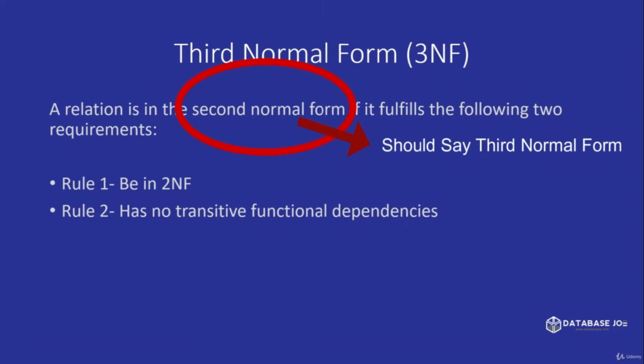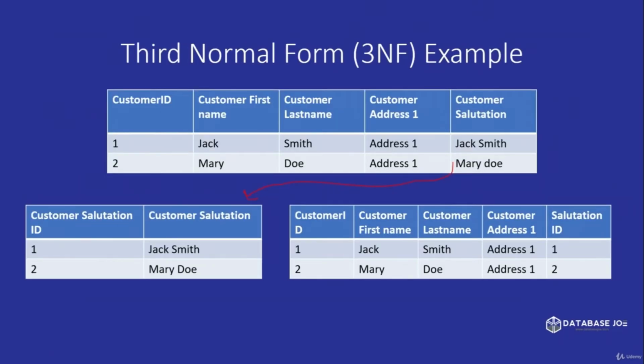For a table to be in 3NF, it must fulfill the following two requirements. Be in 2NF, has no transitive functional dependencies. Looking at the 3NF example and the top table with the column customer salutation, currently this breaks rule 2, and that is, at present this table has transitive functional dependencies.